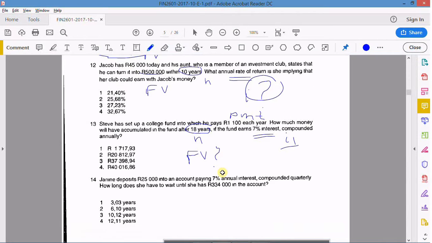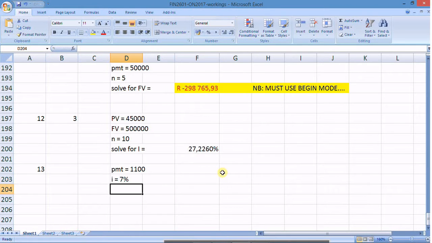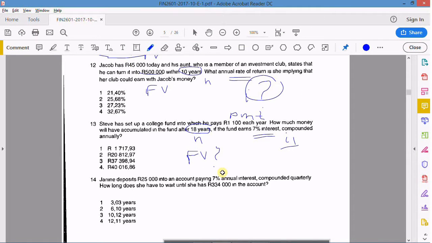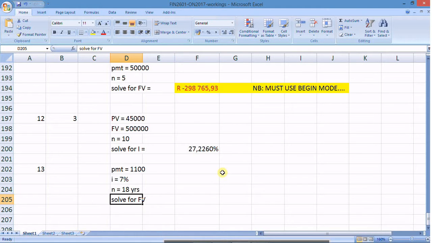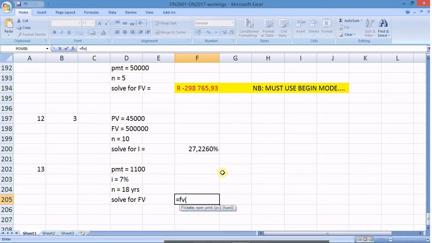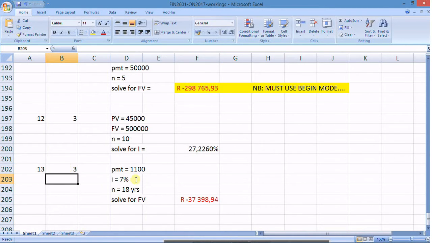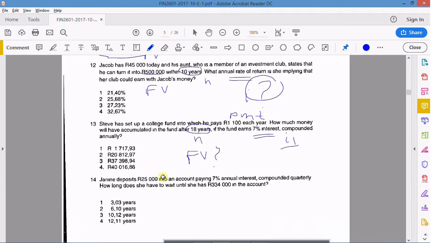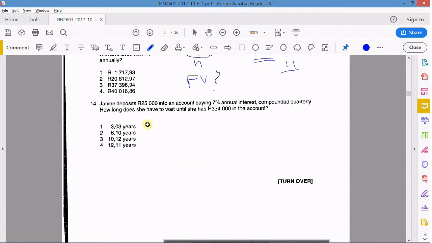The rate is 7%. And the N is 18 years. We need future value, so solve for FV. Okay, let's check. So equals FV, brackets, the rate 7%, the N 18 years, the payment 1100. Close brackets, solve. Did you get that? Yes, it's Option 3. Good. 37,398. Perfect.